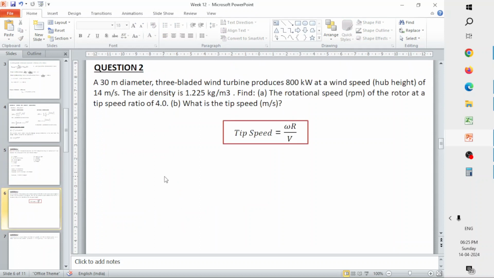The next question is about tip speed and rotational speed of the rotor. Here you have a 30-meter diameter, 3-bladed wind turbine, which produces a power of 800 kilowatts at a wind speed of 14 meter per second. The density of the air is 1.225 kg per meter cube. They are asking you to calculate the rotational speed of the rotor if the tip speed ratio is 4, and what is the tip speed ratio.